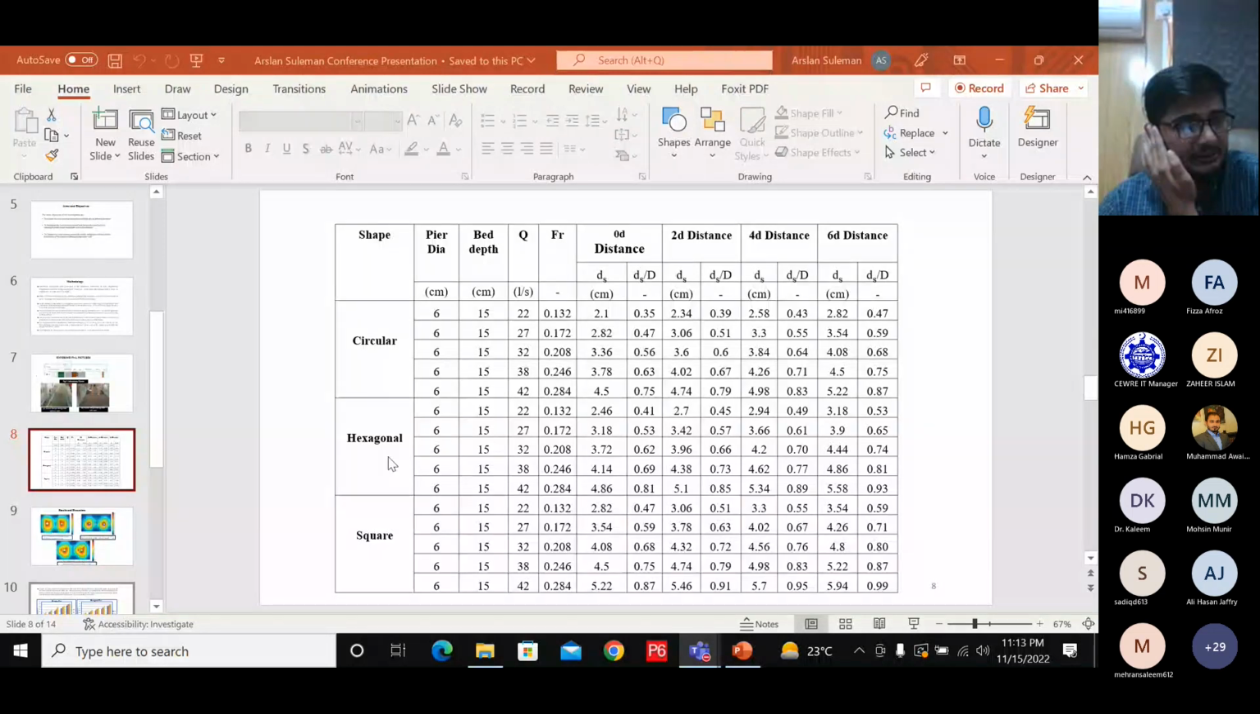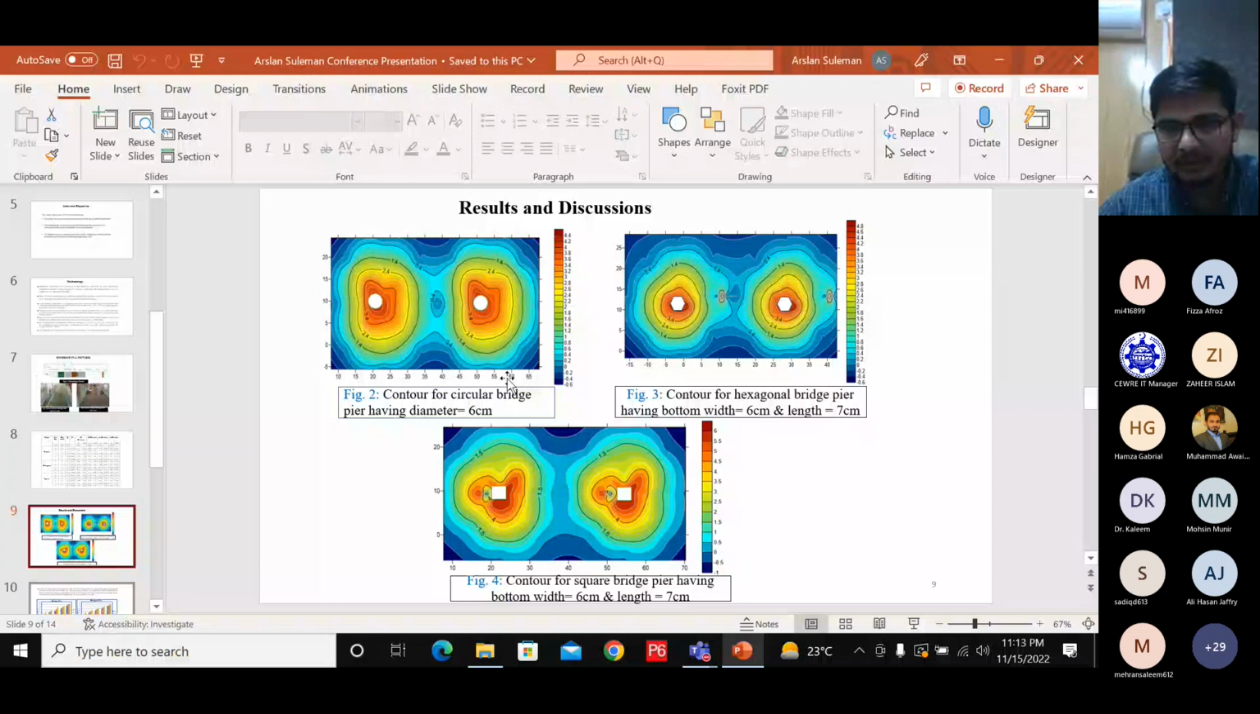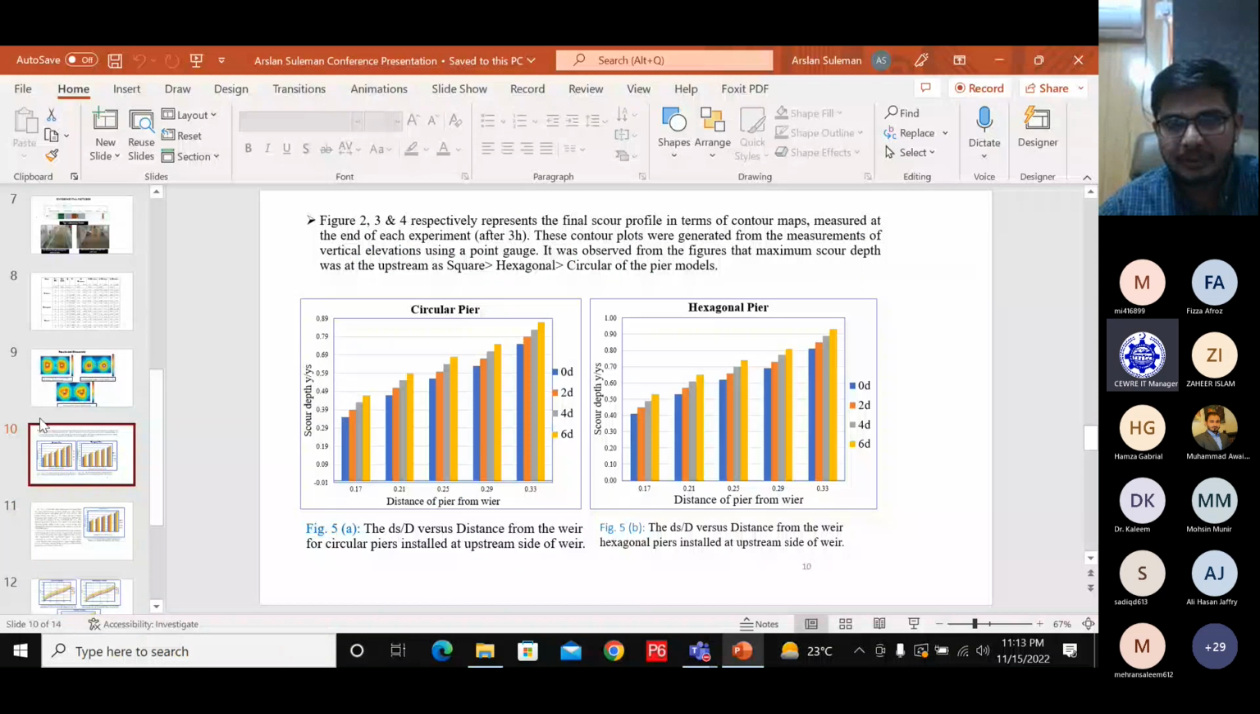These are the contour maps which I plotted using the Surfer software. You can see here the circular contours for the circular bridge pier, and these are the contours for the hexagonal bridge pier, and finally the square bridge pier. From the experiment and by calculating the volume of scour, it is observed that the maximum scour occurs in the square bridge pier, then minimum in the hexagonal pier, and the least in the circular bridge pier.